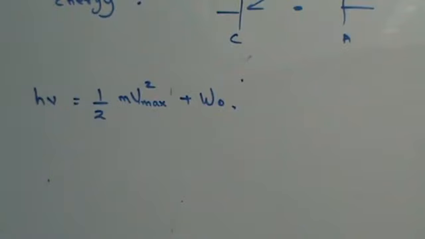And W0 represents the minimum energy required to release the electron from the emitting surface. It is also called the photoelectric work function of the material.